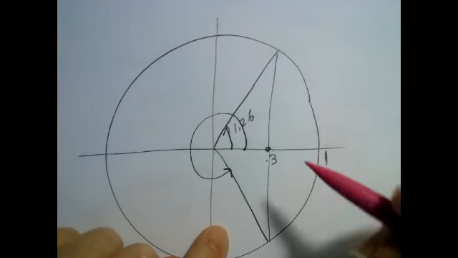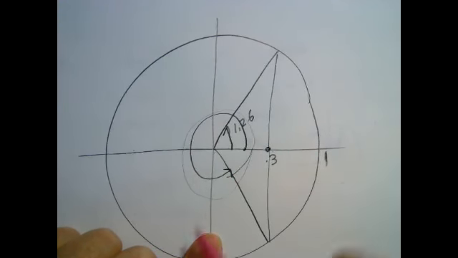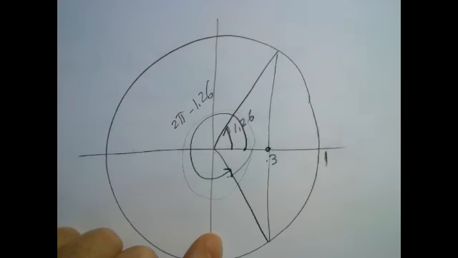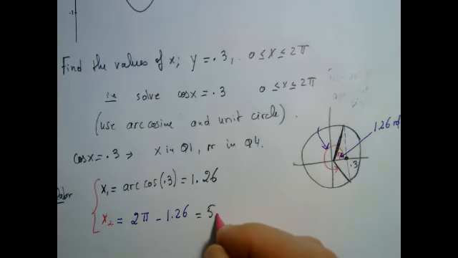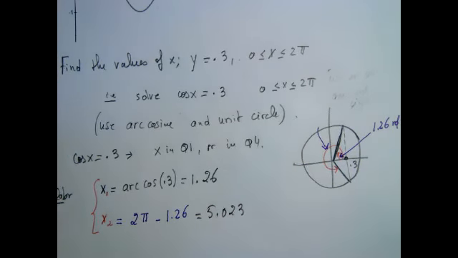But how can I find this? It's the whole circle, which is the 2 pi. You take away the 1.26. So that's the 2 pi minus the 1.26. That's your other angle. Which is equal to, and that's where I pick up my calculator and compute it. 2 pi minus 1.26, which is 5.023. So it's the whole circle minus 1.26. So I have two values. This is the x1 and this is the x2.